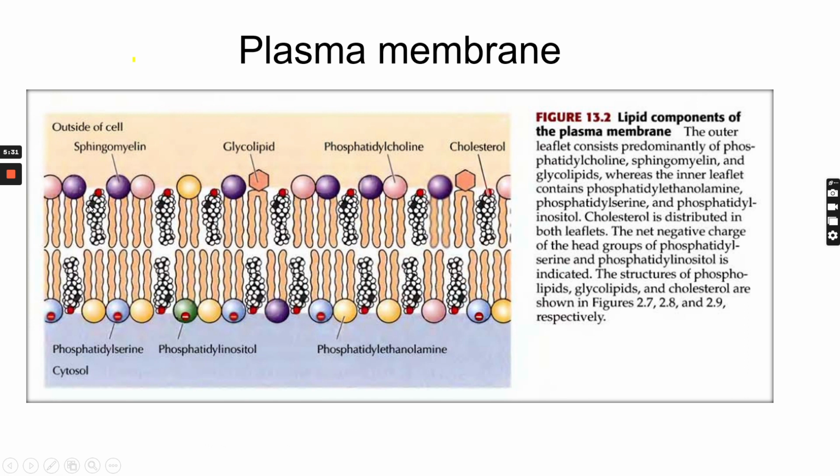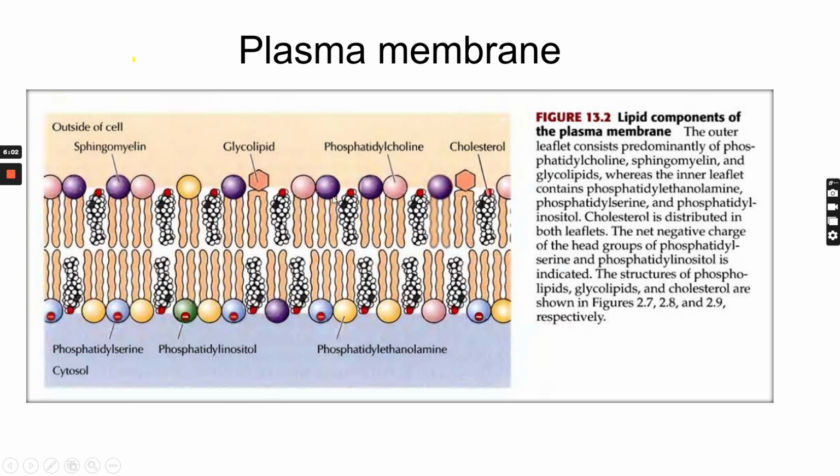Now, phospholipids are one of the major components of the plasma membrane, but other than phospholipids, there are many other lipids responsible for the formation of the plasma membrane in animals, plants, and bacteria. Other than phospholipids, cholesterol, glycolipids, and sphingomyelins are also important parts of the plasma membrane.